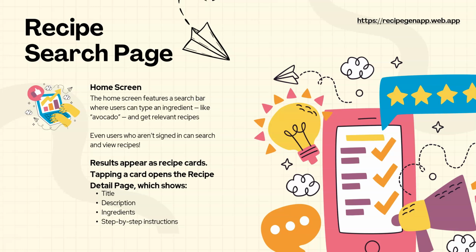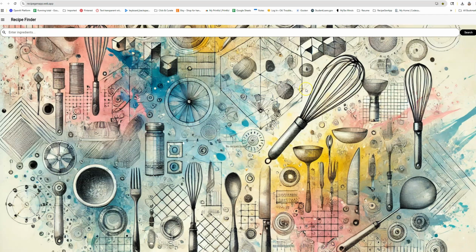So here's the recipe search page. We're going to go over the home screen and also a recipe itself. Here's what it looks like. Here's the web app version. There's also a mobile version, and right now it's with Google Play.